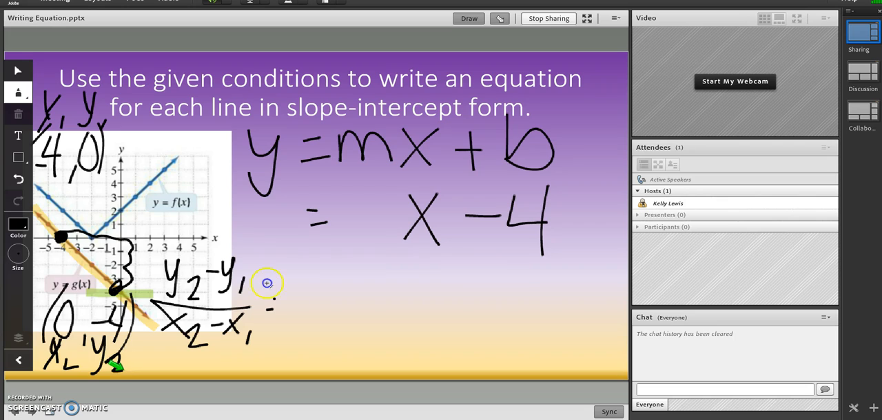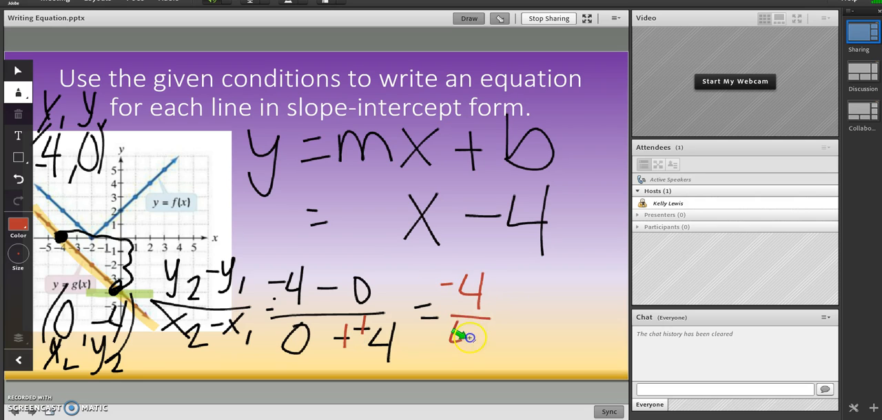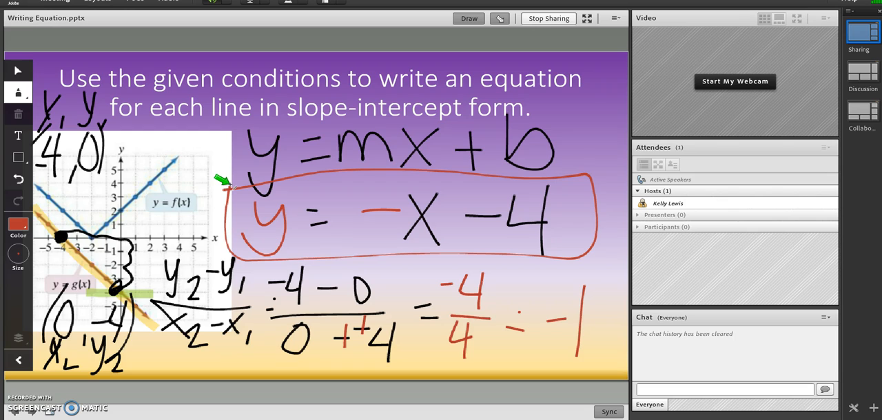So y2 is -4. y1 is 0. x2 is 0. x1 is -4. Minus a negative is the same as plus a positive. So what I really have is -4 over 4, which is -1. So it's negative x, and the equation is y equals -x minus 4. So you could write, if you wanted to, y equals -1x minus 4.